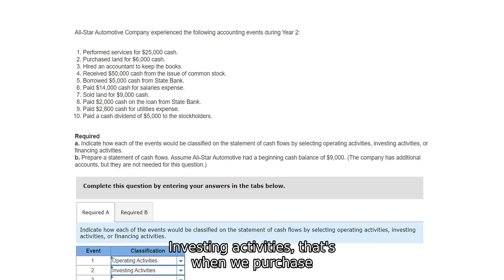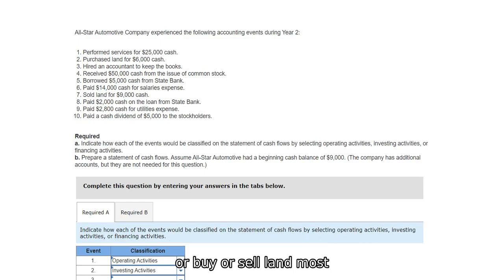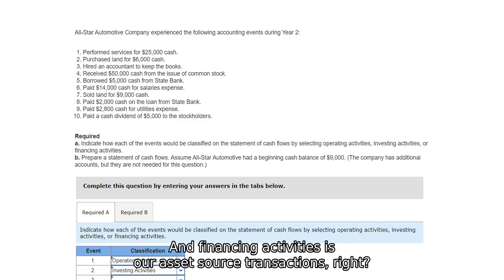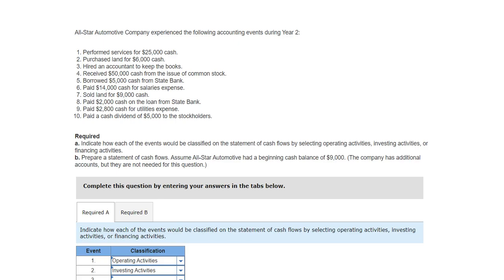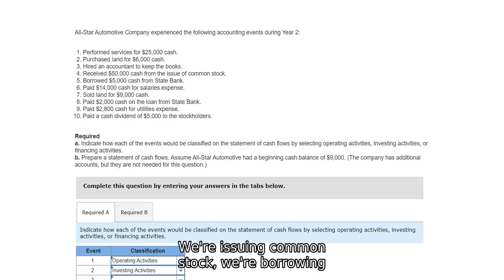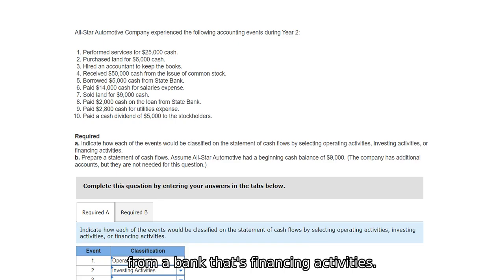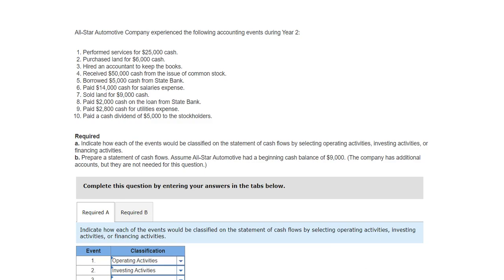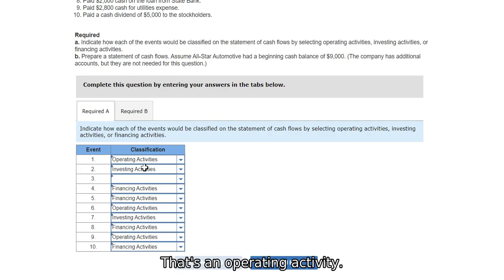Investing activities, that's when we purchase or buy or sell land most of the time, or buildings. And financing activities is our asset source transactions, right? We're issuing common stock. We're borrowing from a bank. That's financing activities. So let's kind of look at these. Okay, so perform services. What do you think that is? We perform services. What's that? That's revenue, right? That's an operating activity.